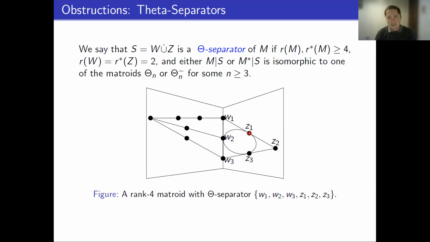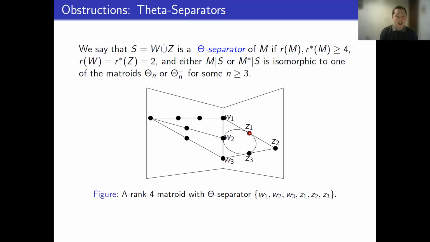Right, but not just that matroid, restrictions of that matroid might be around, right? And that thing is also going to cause grief. So a set S, which is the disjoint union of W and Z, is called a theta separator of M if, this is a weird little condition to get rid of degeneracy, the rank of M and the co-rank of M are at least 4.